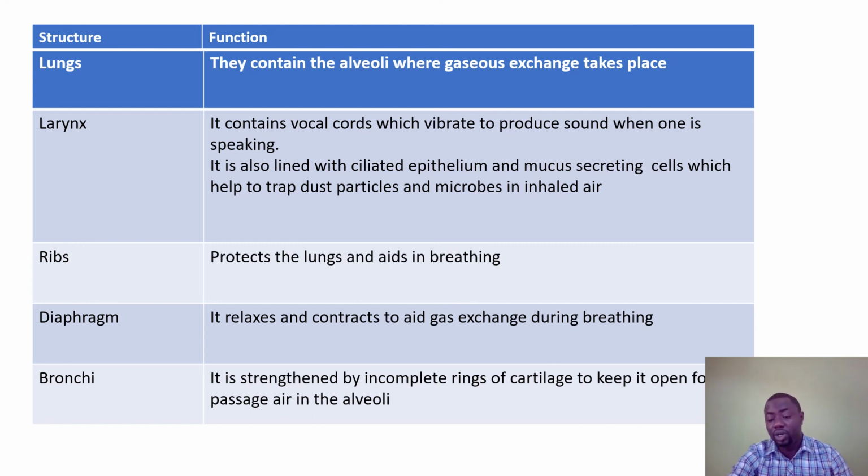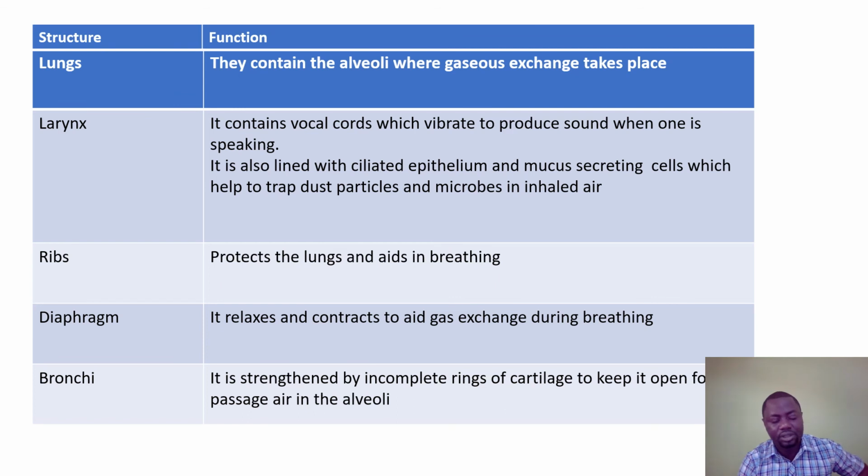The larynx is also the voice box. Okay, so it also contains vocal cords. Anytime you speak, there's vibration in your larynx and it allows the sound to be heard. Once again, it is also lined with cilia, and this time it is a ciliated epithelium and the mucus secreting cells, and it also traps dust particles and microbes in the air. So almost all the parts of the respiratory system are trapping bad substances or dust particles in the air to prevent them from getting to the lungs.